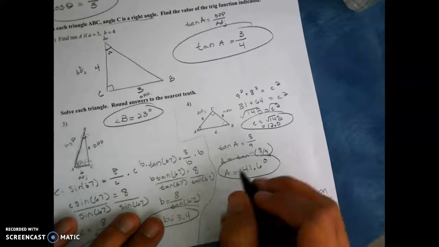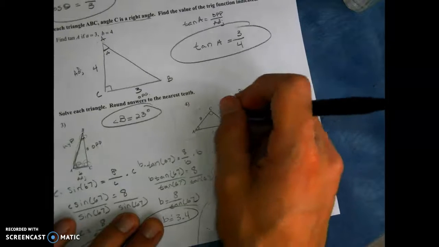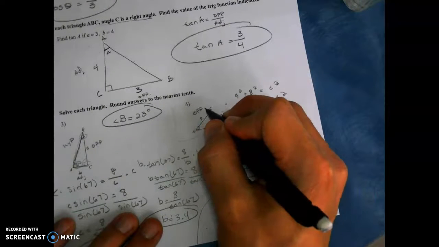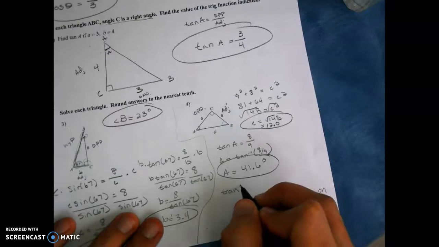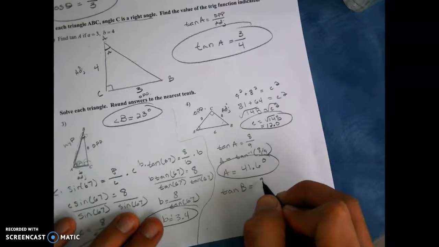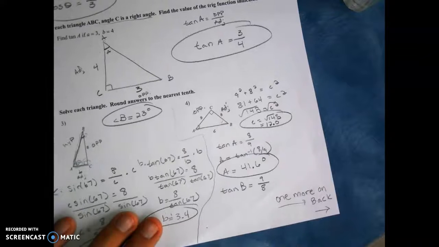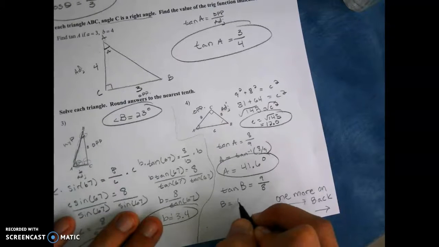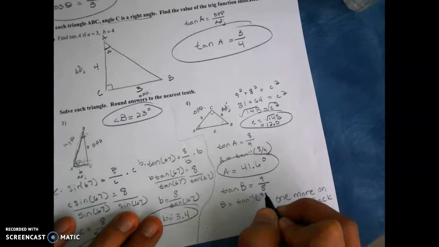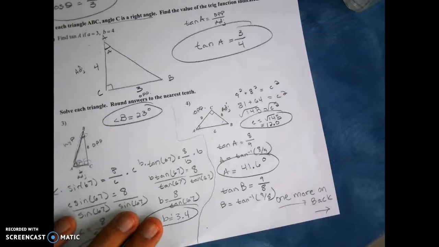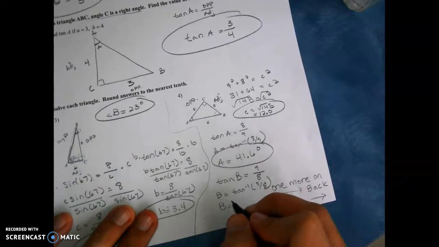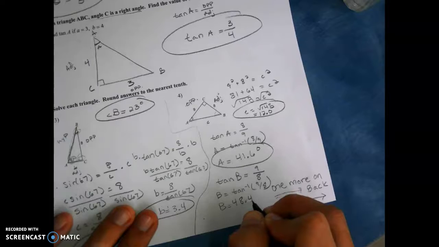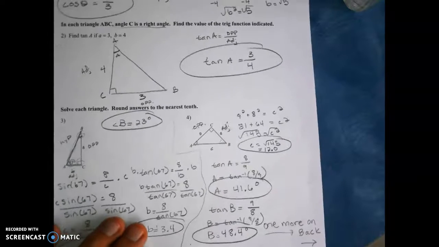Then the last one is angle B. According to angle B, now this is opposite, and this is adjacent. So we're still going to use tangent, but now they're just flipped. So we're going to have tangent of B is equal to opposite, 9 over 8. Same process. We get B is equal to the inverse tangent of 9 over 8. Let's plug that into our calculators. We get B is equal to 48.4 degrees. There's the answer for that one.